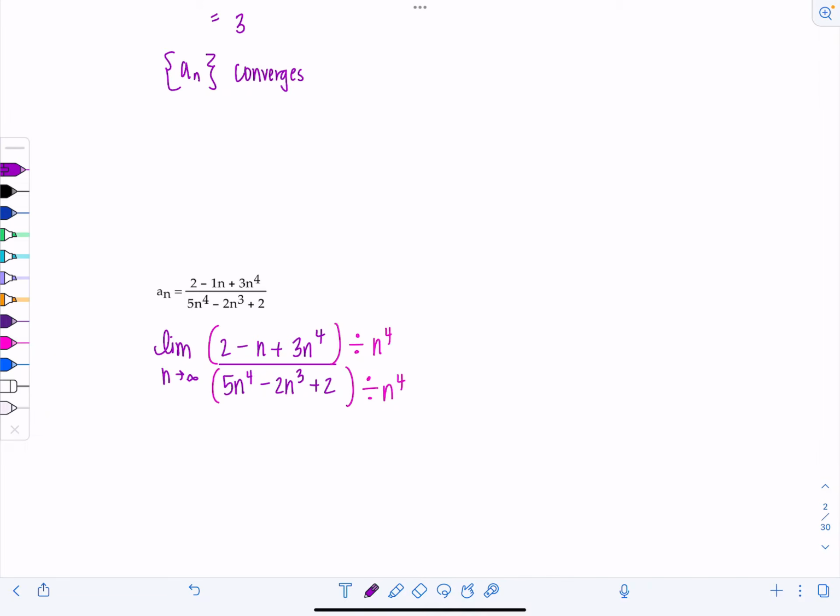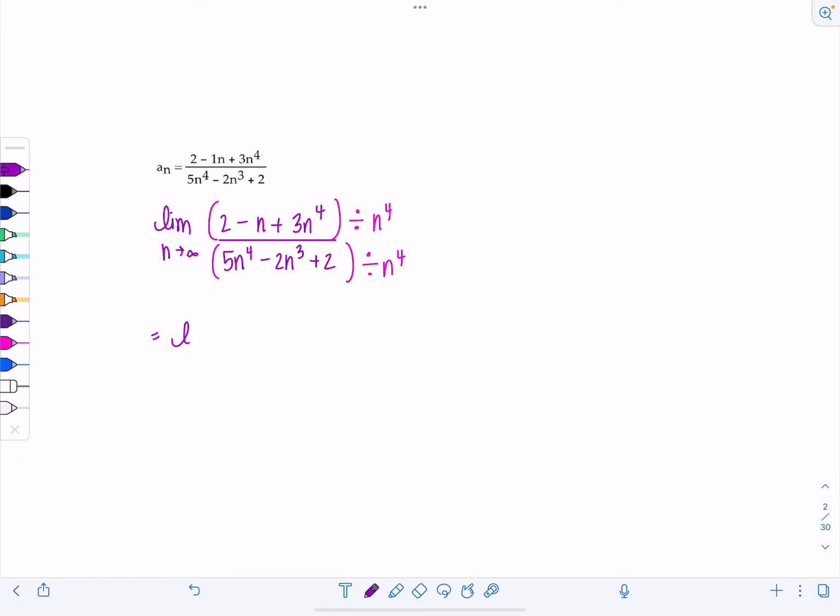All right. And then let's see, what do we have? So we've got the limit, n goes to infinity, 2 over n to the fourth minus 1 over n cubed plus 3. That's my numerator. And then in the denominator, we're going to have 5 minus 2 over n plus 2 over n to the fourth. Okay, this limit should be pretty straightforward.